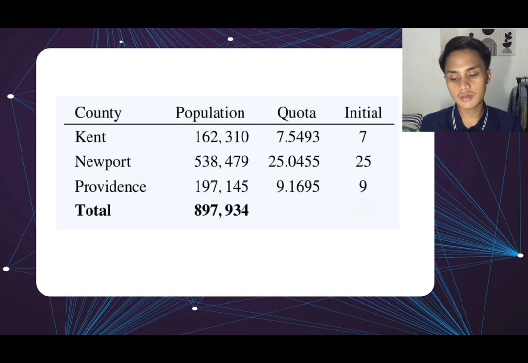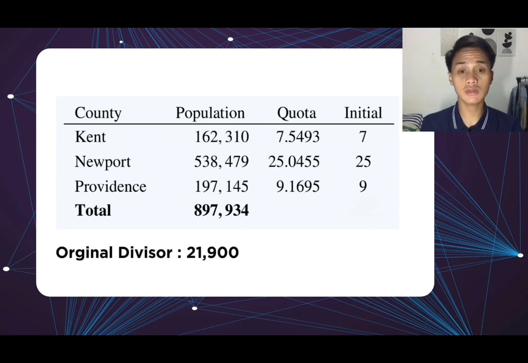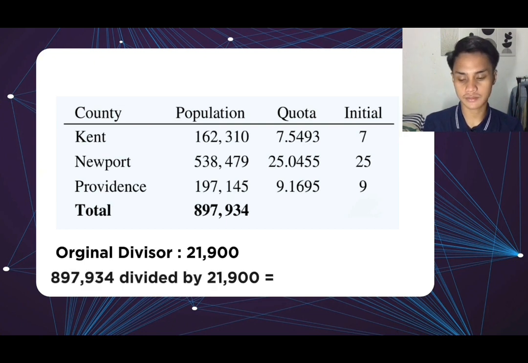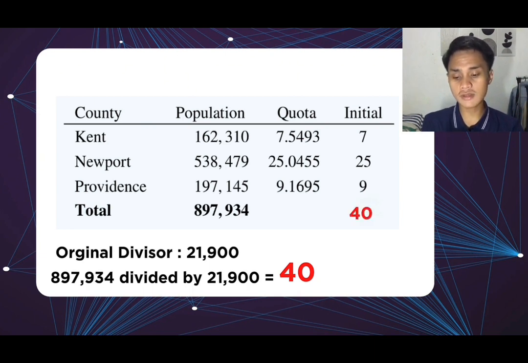And we begin, as we also did with Hamilton's method, by finding the quotas with the original divisor, which is 21,900. So here's the result. But we need 41 representatives, right? And this divisor gives only 40. We must reduce the divisor until we get 41 representatives.